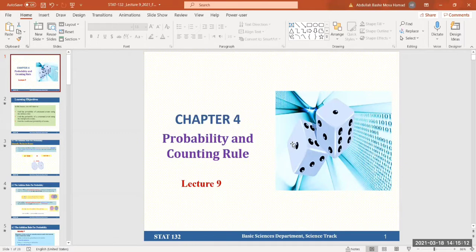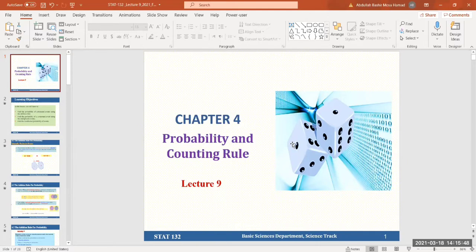Then we moved to set operations of events. We discussed intersection, union, joint, disjoint, complement event. Then we moved to probability. We discussed 3 types of probability: classical probability, then empirical probability, and finally subjective probability. This is all about lecture 8.